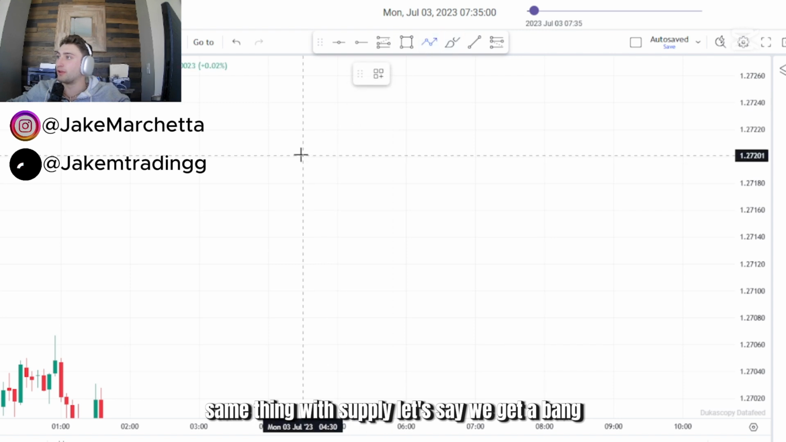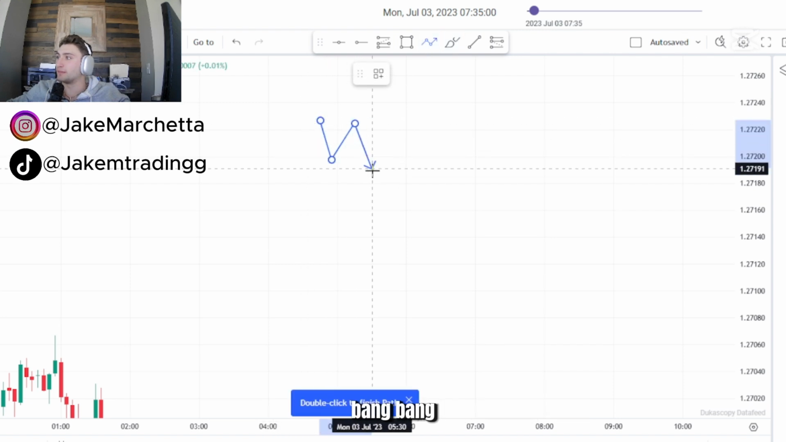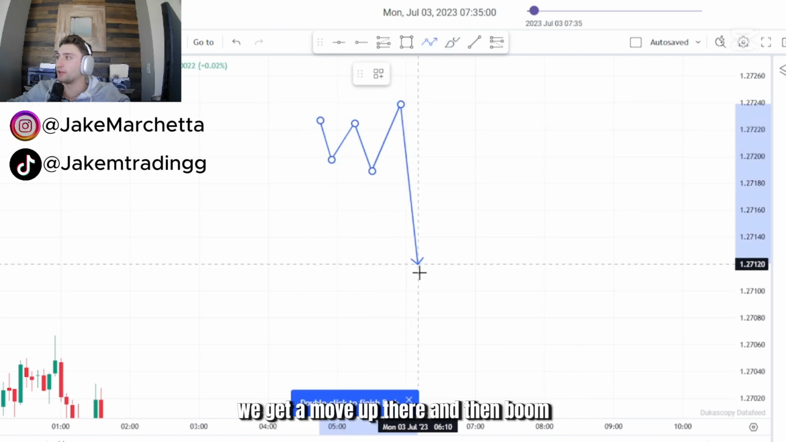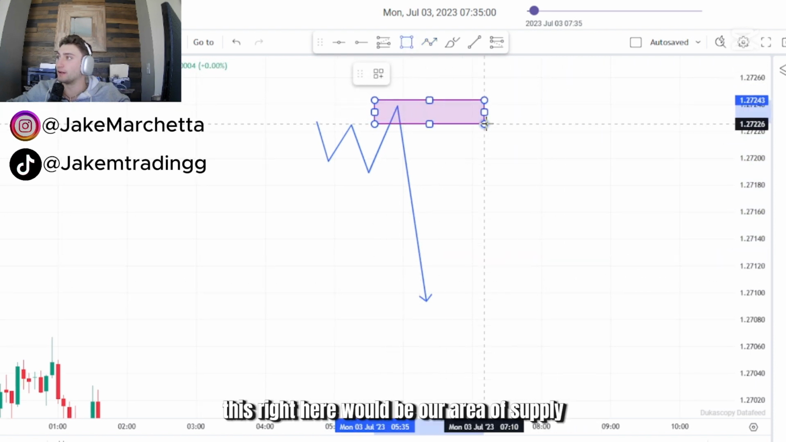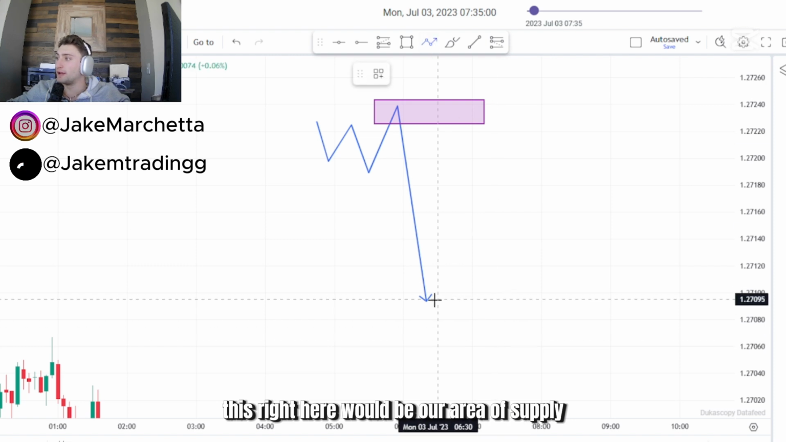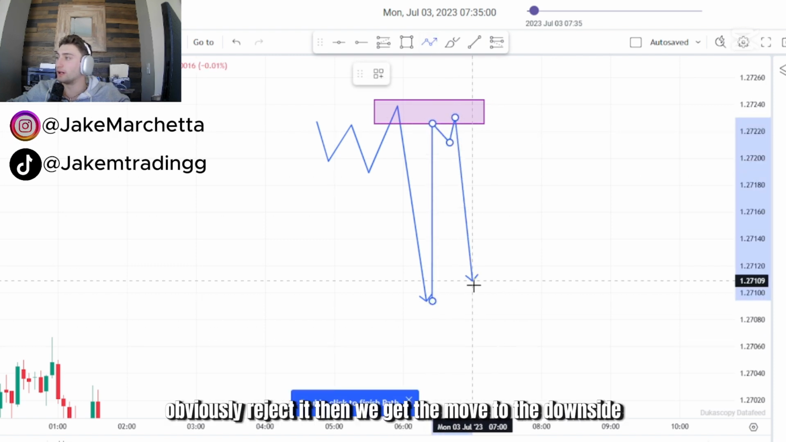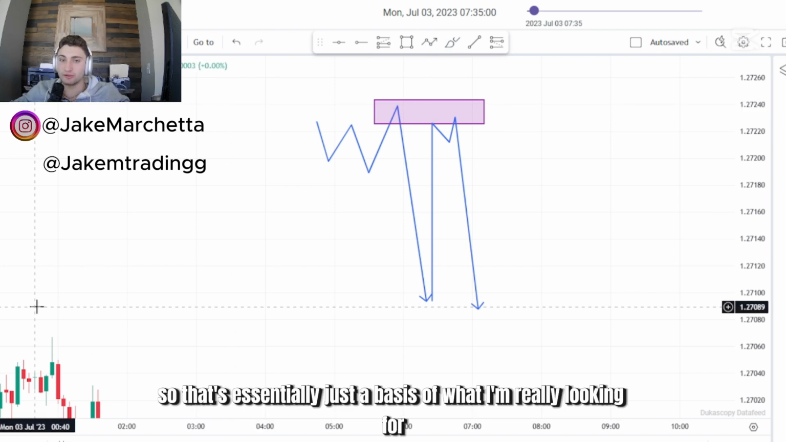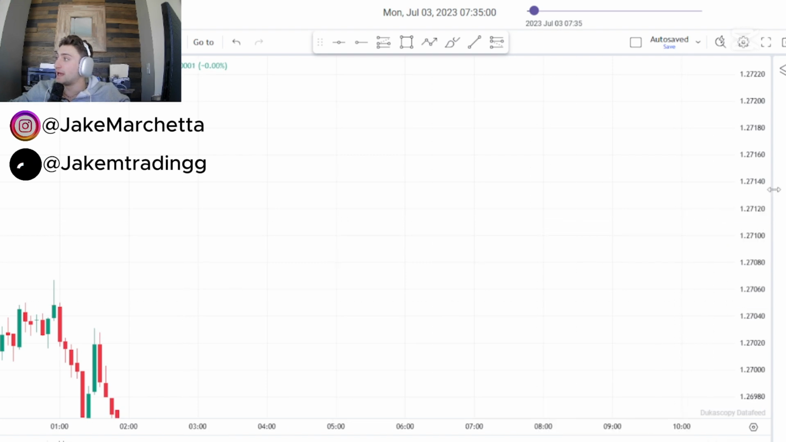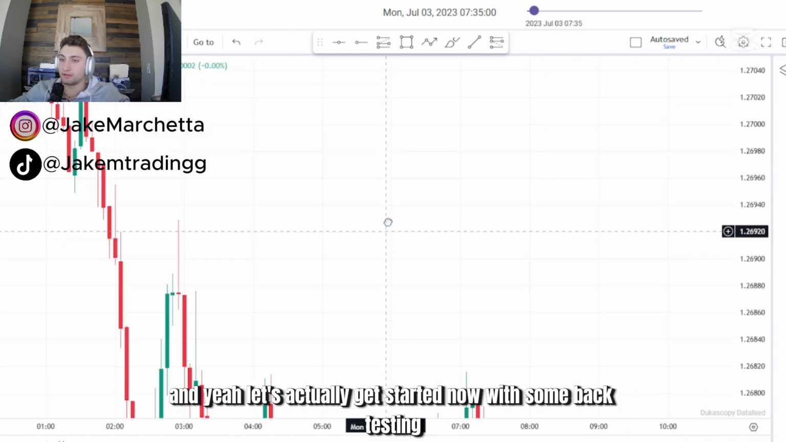Same thing with supply. Let's say we get a bang, bang, bang, bang, bang. We get a move up there, and then boom, we get a huge move to the downside right there. This right here would be our area of supply. We wait for price to pull back into it, obviously reject it, then we get the move to the downside. So that's essentially just the basis of what I'm really looking for when I'm trading supply and demand. And yeah, let's actually get started now with some back testing.